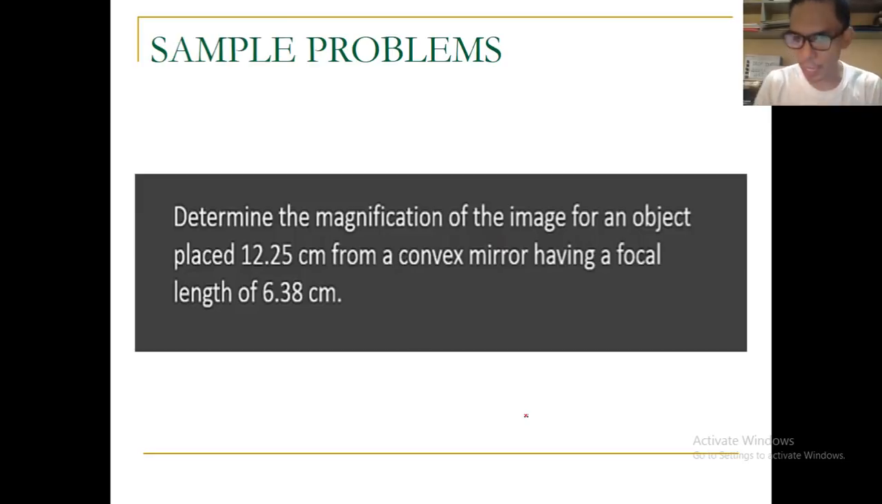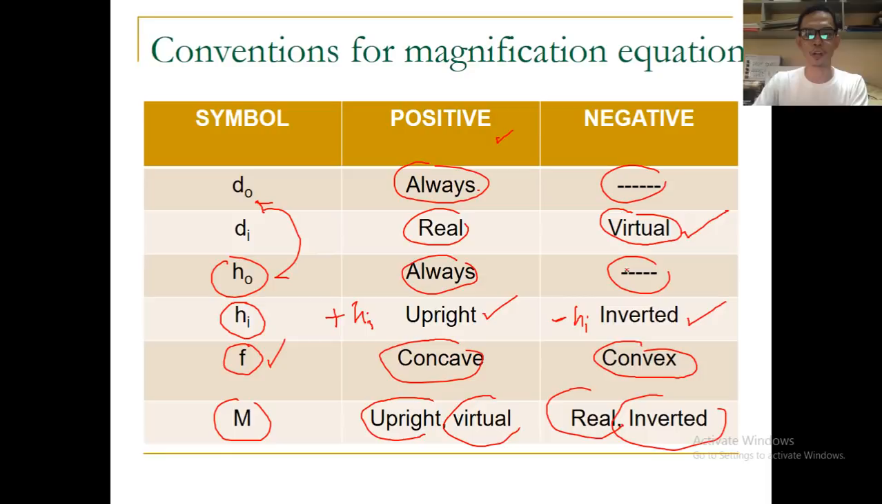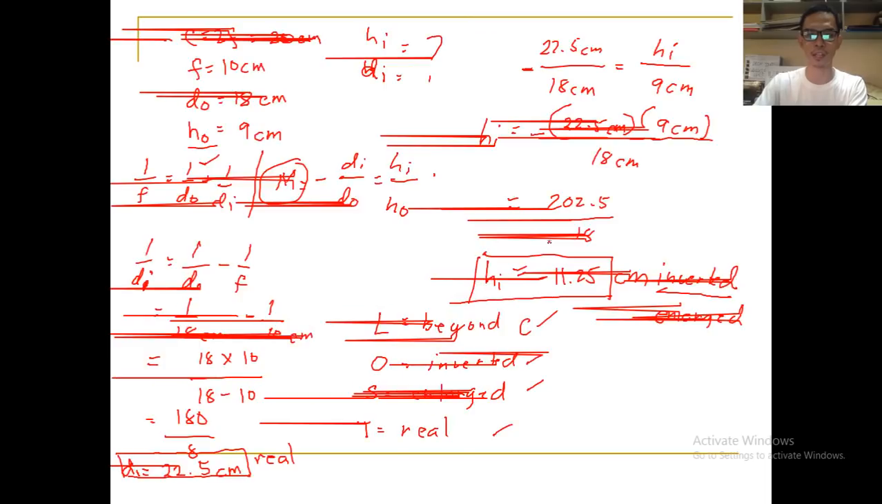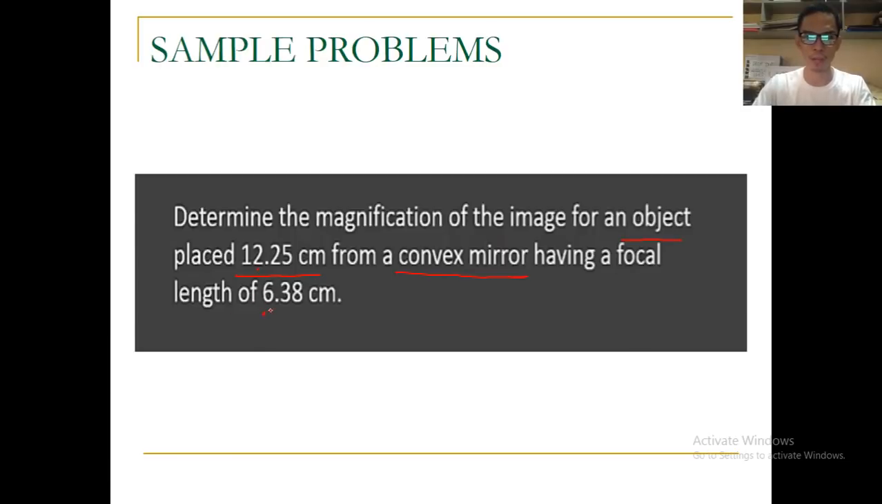For the mirror equation, determine the magnification of the image for an object placed 12.25 cm from the convex mirror. 12.25 cm is the distance of the object, so it will not be affected by being negative or positive. Since this is a convex mirror, the convention is that the focal length is negative. So the focal length here is a negative value.